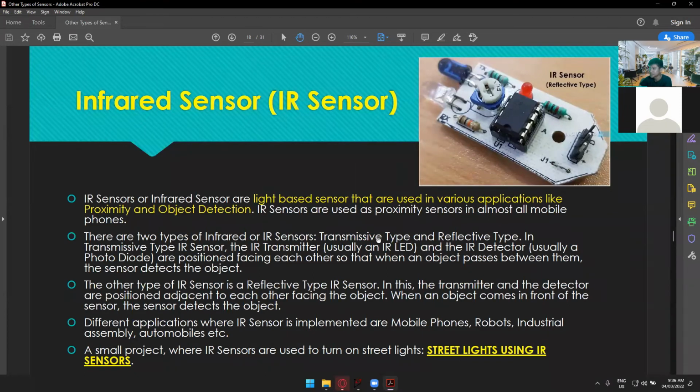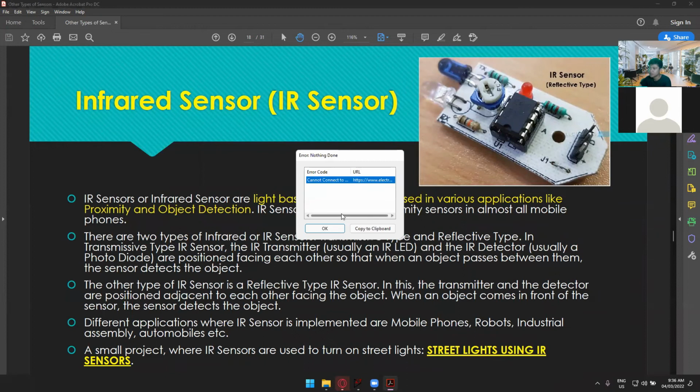Okay, so that depends on your project, or your target. Both of them can detect objects. Here's one example that you can also check.